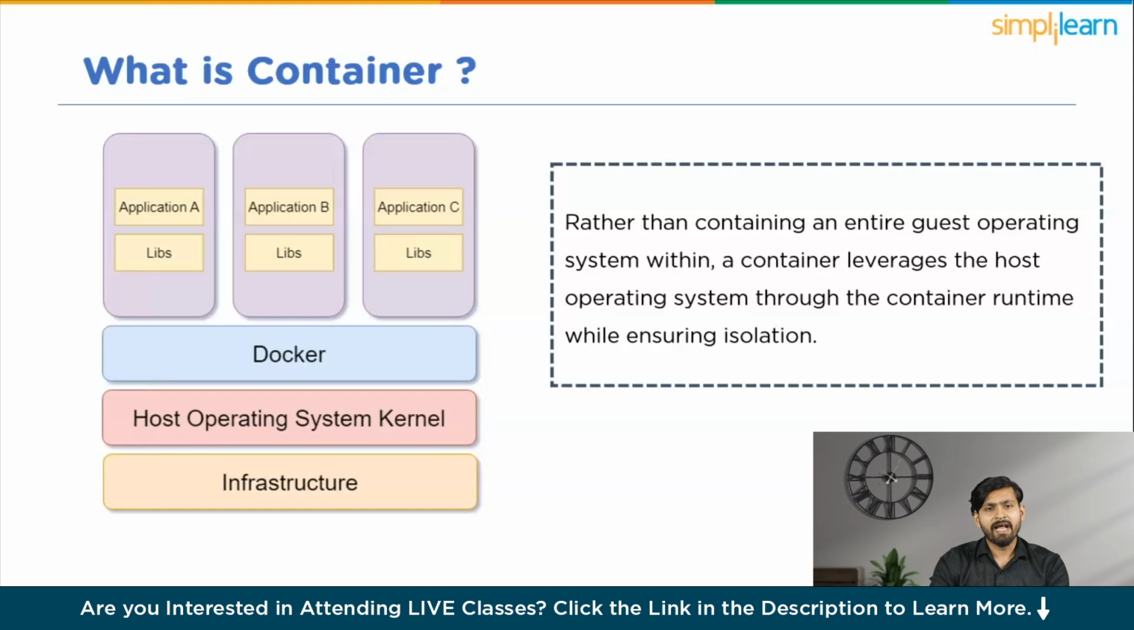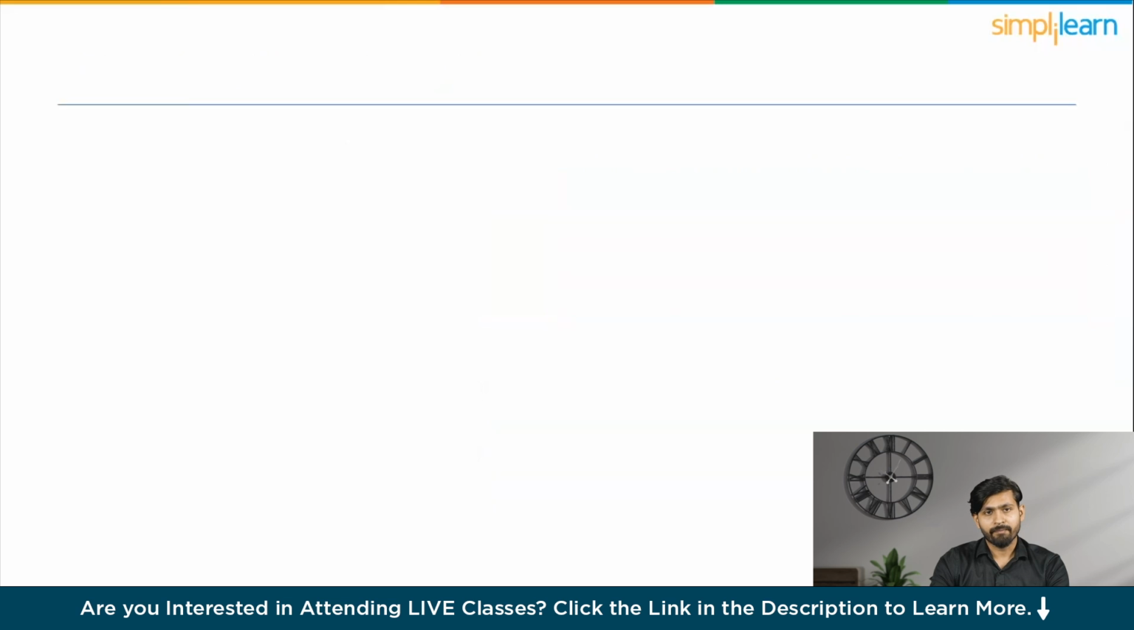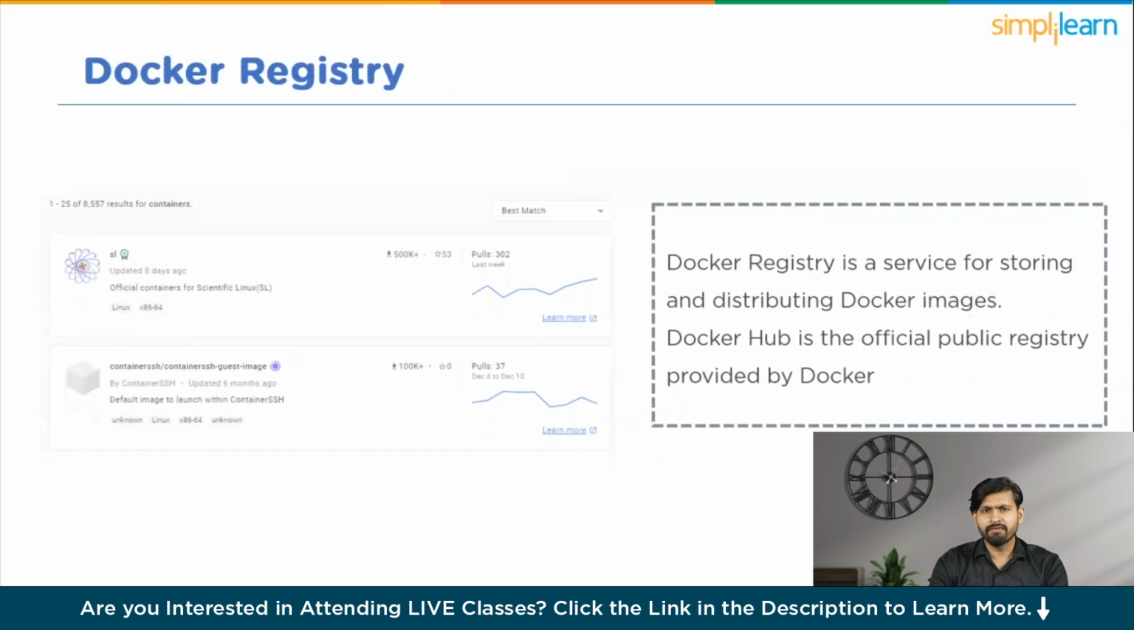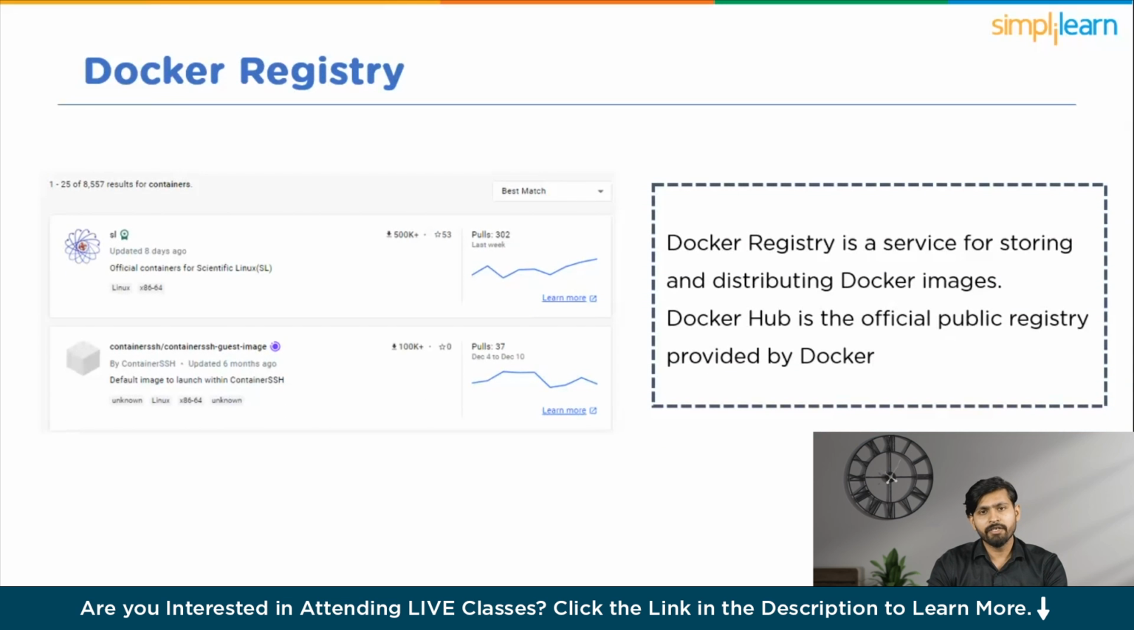Now we will move on and understand Docker registry. So guys, Docker registry is a service basically for storing and distributing Docker images. Docker Hub is the official public registry provided by Docker, where users can find and share Docker images for a wide range of applications and software stacks. Additionally, organizations can set up private Docker registries to store proprietary or sensitive images internally. Docker registries allow users to push, pull, and manage Docker images, facilitating collaboration and deployment workflows.